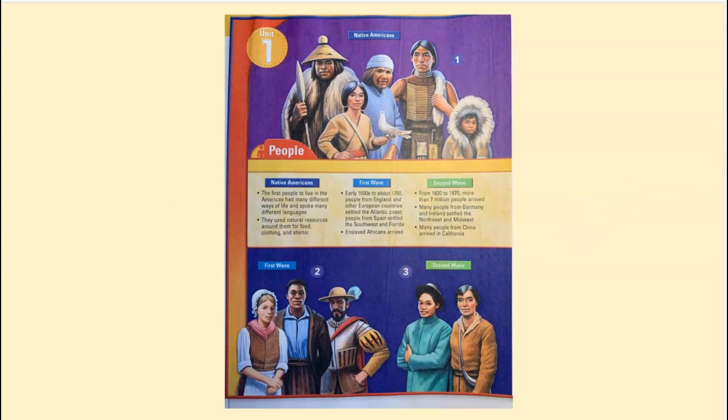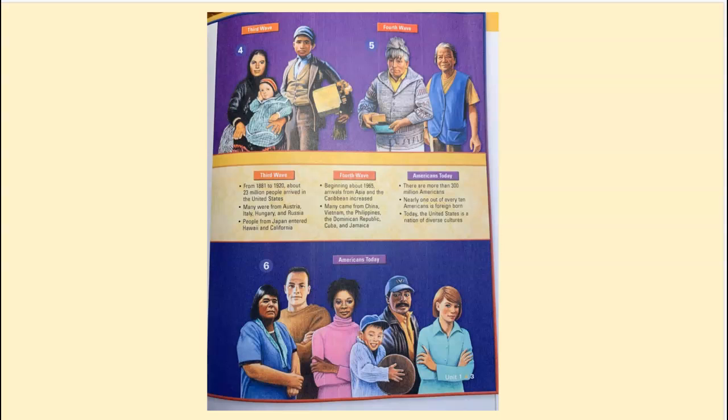So now let's look at the next slide. Up at the top where it says number 4, we have the third wave of people who are arriving from 1881 to 1920. About 23 million people arrived in the United States. So in the second wave it was 7 million, now we're up to 23 million people arriving in the United States. Many were from Austria, Italy, Hungary, and Russia. People from Japan entered Hawaii and California.